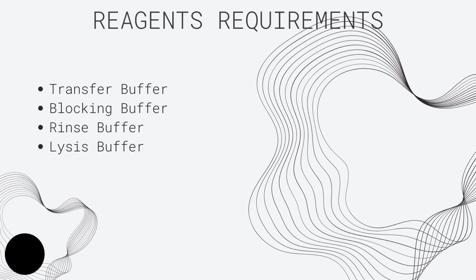Number three is the rinse buffer. Rinse buffer consists of TBS with Tween 20. After the treatment of membrane with secondary antibodies, this is used to get rid of the unbound antibodies. And lastly, we have the lysis buffer, which is used for the preparation of the extract.